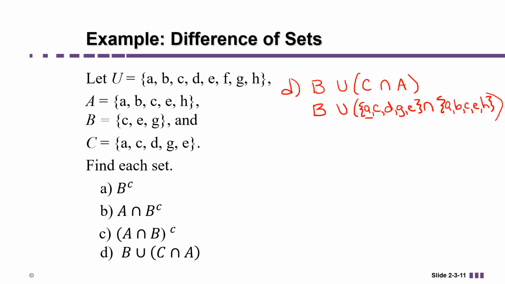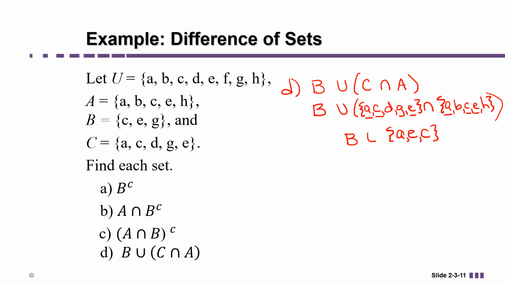So what do these two have in common? They have an A in common. They have, what else? An E in common. And let's see, a C in common. And that's it. D is not in that set. B and H are not in the other set. So A, E, and C are the only elements they have in common.